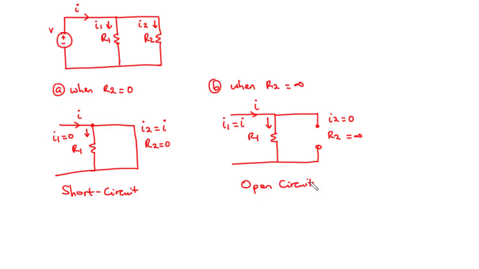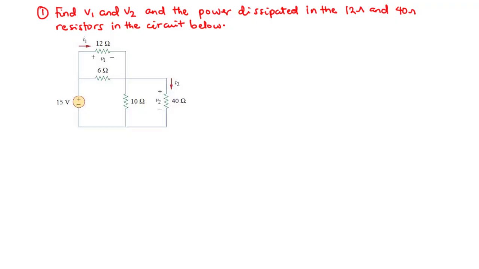Now let's move on as we take a few examples. Let's start off with example 1. We are going to find V1 and V2 and the power dissipated in the 12 ohm and 40 ohm resistors in the circuit below. In this circuit, we have four resistors, 12, 6, 10, and 40, and one voltage source. Let's look at how current will be distributed. This 15 volts produces a current, say I, which flows through the entire circuit. Upon reaching this node, the current splits. The current flowing through the 12 ohms is I1, and let's assume the current flowing through the 6 ohms is I3. The two currents add up at this node, and then they further split into I2 and, let's say, I4, and then they combine here and move to the negative terminal of the voltage source.